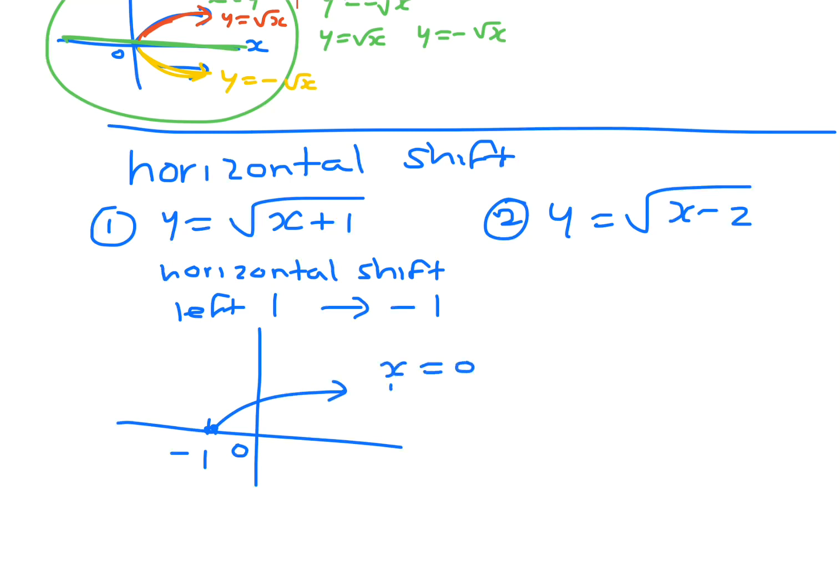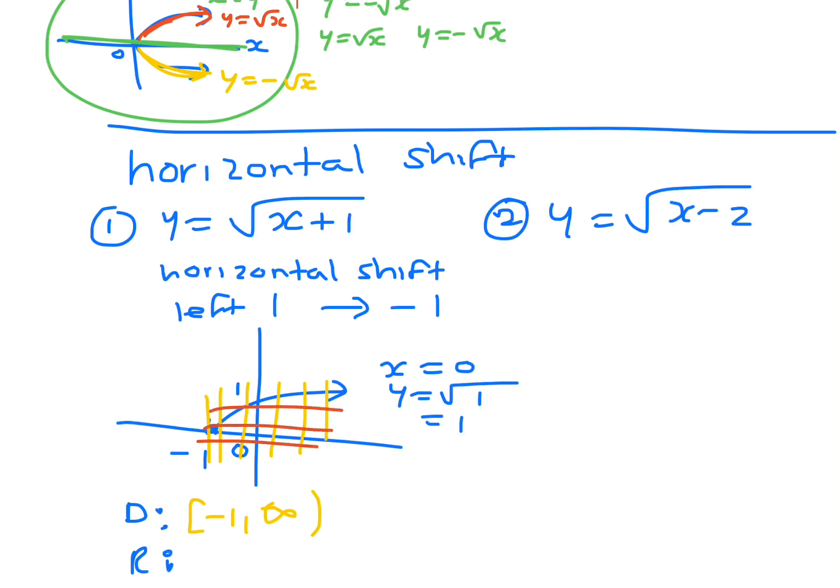If you put in x equals 0, y will be root 0 plus 1, which is 1, so y will be 1. The domain would be all of the x values starting from minus 1 and going up, so it'd be minus 1 to infinity. And the range will be all of the y values starting from 0 to infinity and going up.